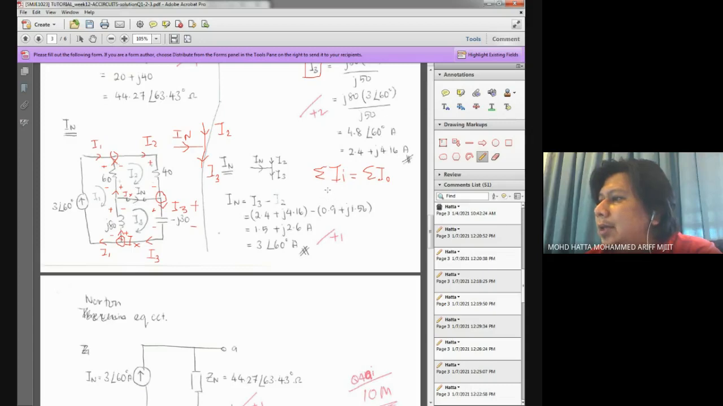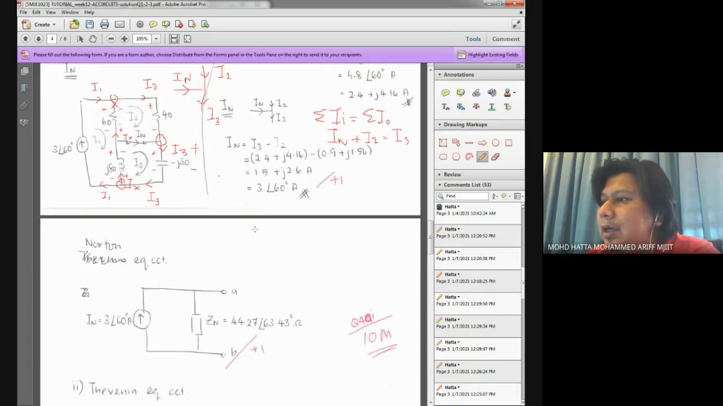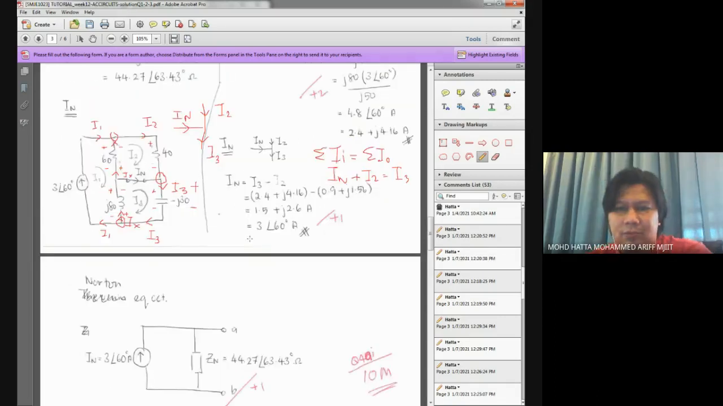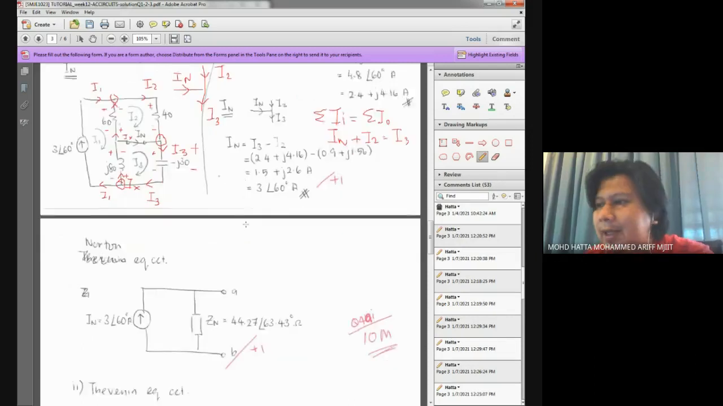So I in is IN plus I2, and I out is basically this I3. Bringing I2 to the other side, you will find IN equals I3 minus I2. Good. So we're done with the calculation of IN and also the calculation of ZN.